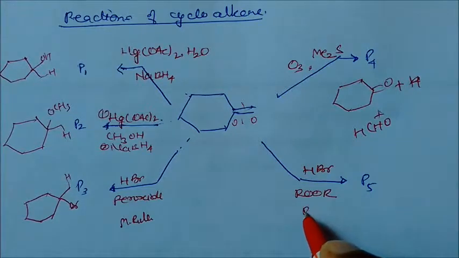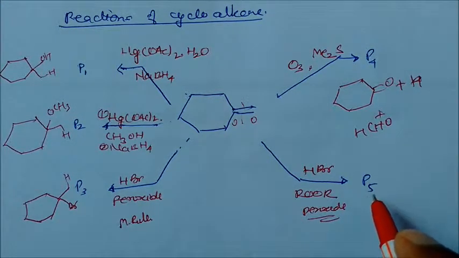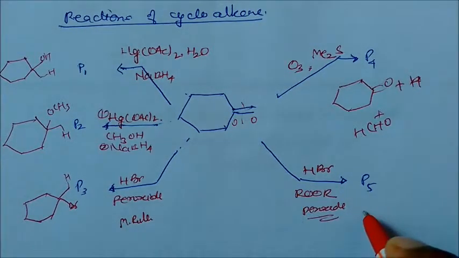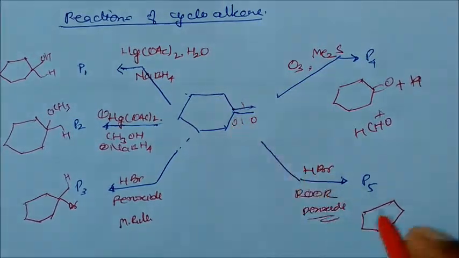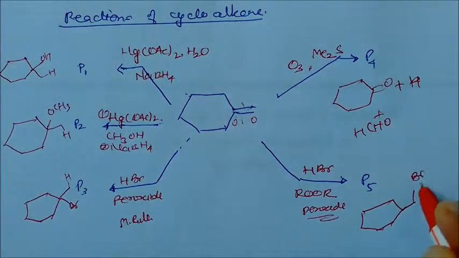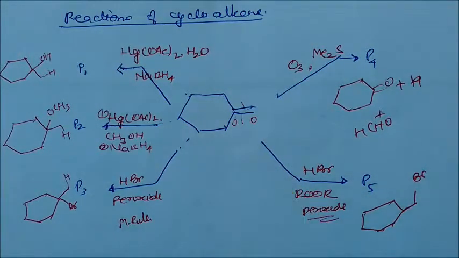HBr, so this is the peroxide effect. On this effect, there will be the anti-Markovnikov rule. So we will get a product like this one. So instead of adding hydrogen, Br goes this side, so we will get Br this side. So this is the product of this reaction.